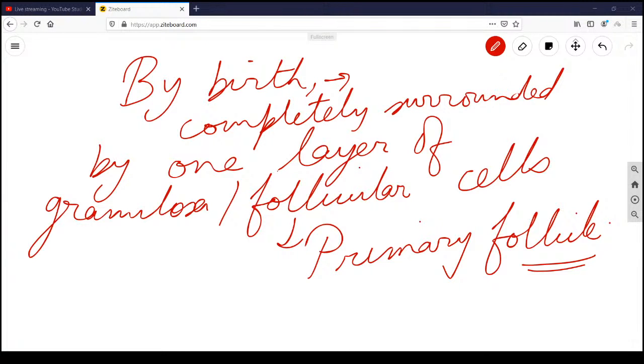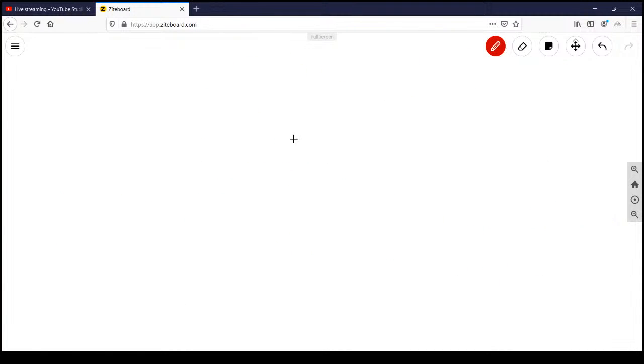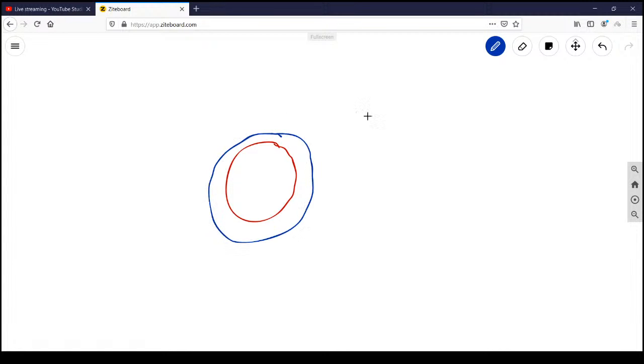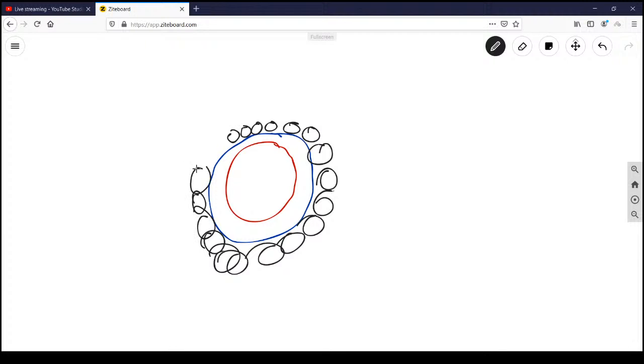Now, while the primary follicle takes shape, a prominent translucent non-cellular membrane, which is known as zona pellucida, forms between the primary oocyte and its enveloping follicular cells. Very, very important. Meaning that if this is the primary oocyte, you will form a zona pellucida, and then you will form one layer, this is the granulosa cell. So this layer is the zona pellucida.